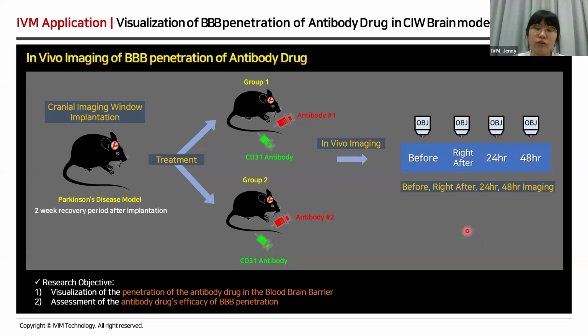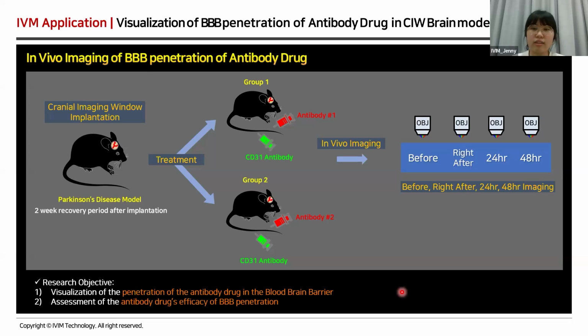The primary objective of this experiment was to directly visualize and compare the ability of each antibody drug to penetrate the blood-brain barrier. One of the key questions in evaluating the potential of antibody therapeutics for neurological disorders is whether or not the drug can effectively reach its target within the brain tissue. Since the BBB poses a major obstacle by limiting drug access to the brain, tracking the pharmacokinetics and distribution of the antibody drugs in real time is essential.